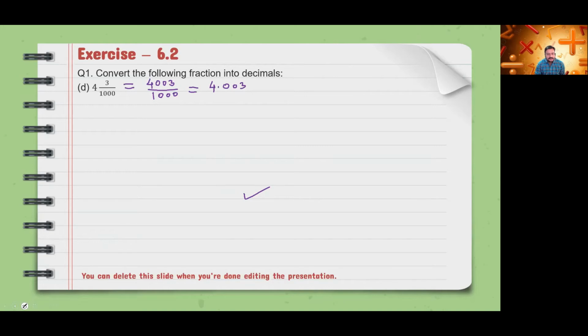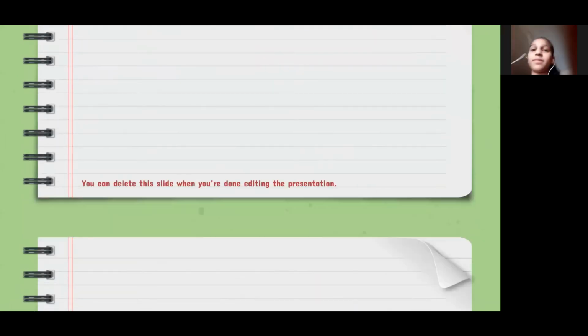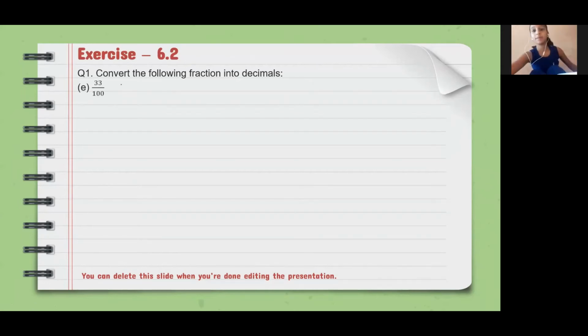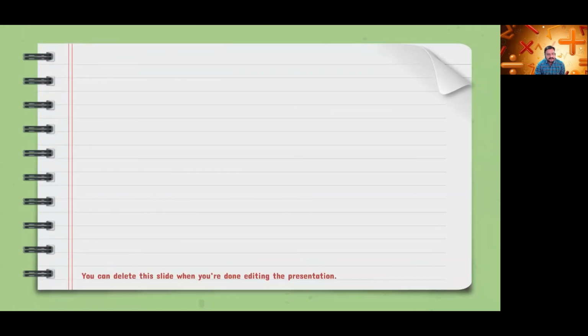Vaishnavi Jaju, next one. 33 upon 100. Sir, in the denominator there is 100. So 0.33 is the answer. Correct.